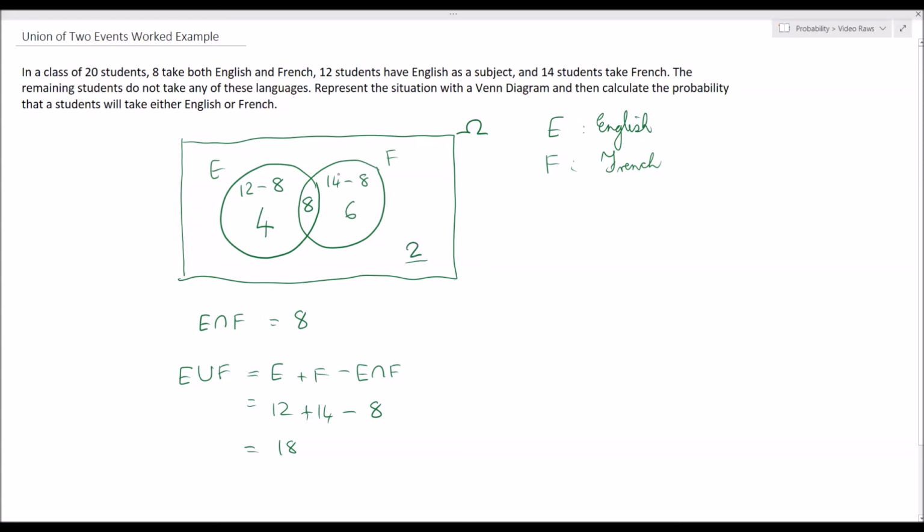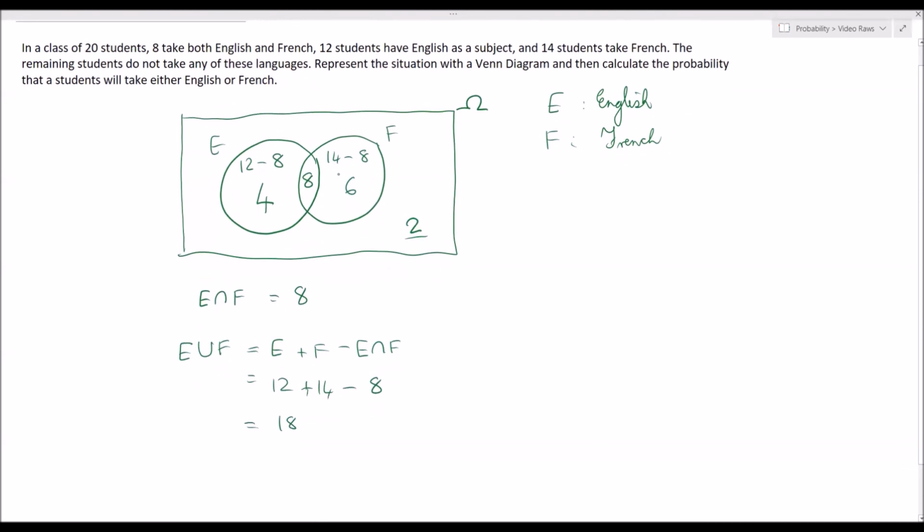So then, if we are asked to calculate the probability that the student will take either English or French, the probability of E union F is equal to E union F over the number of events that occur in the entire sample space. And since we're told that there are 20 students in the class, that means that we've got 18 over 20, which is equal to 0.9.